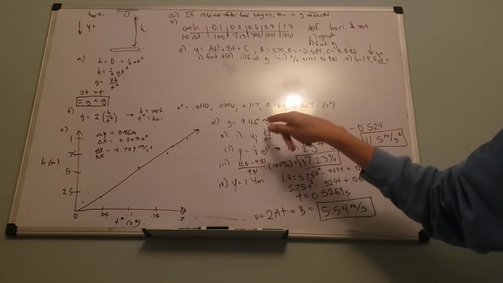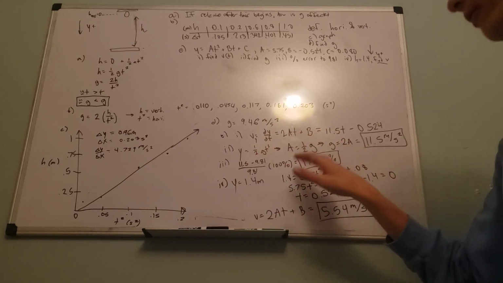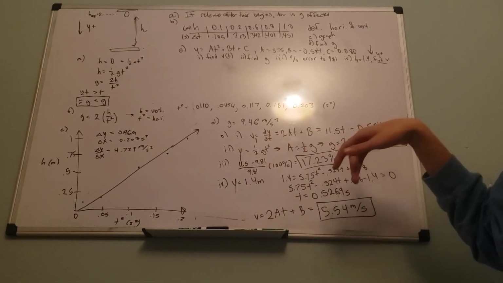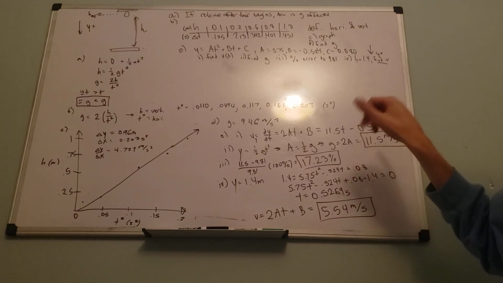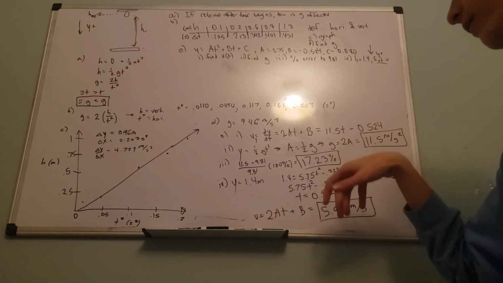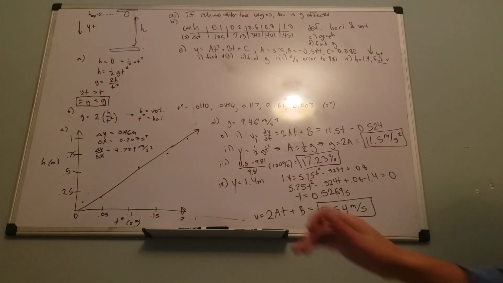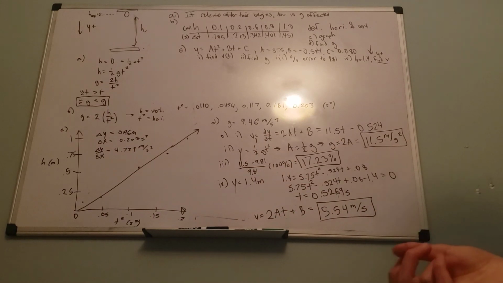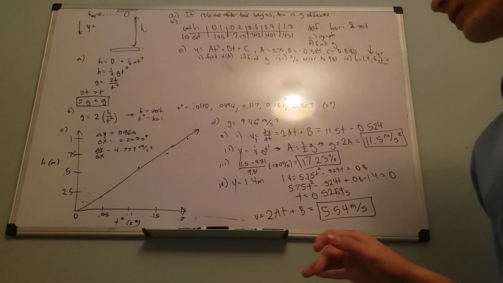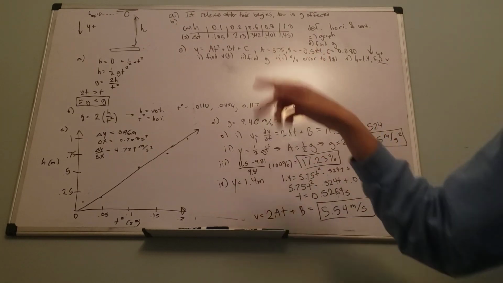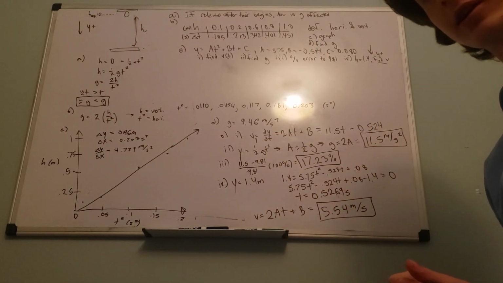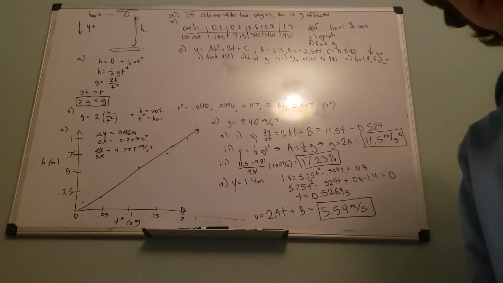Then we used that same model to find their estimated value for gravity, which was 11.5 meters per second squared. We found the percent error of that to the accepted value for gravity, which was 17.23%. And then finally, we took y equals 1.4 and found the associated final velocity that would solve the equation, and that was 5.54 meters per second. So yeah, that's about it.